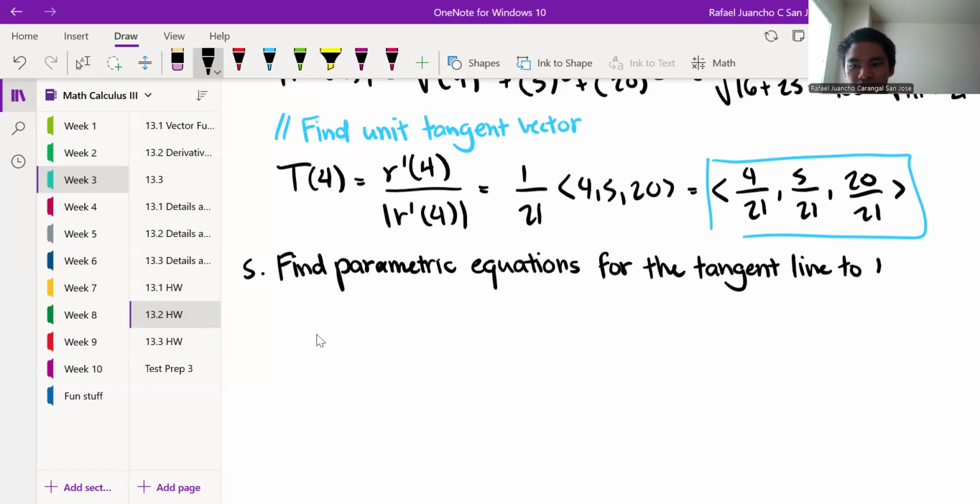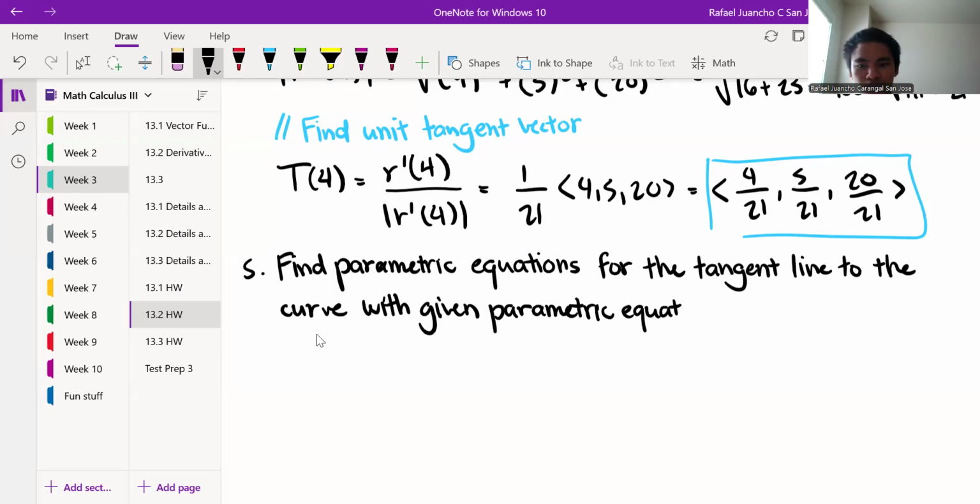to some curve. What curve is it? Is the curve given? Curve is not given, but we have some parameters that are given, or some equations that were given. So we have given parametric equations. And we're also being specified at what point exactly it is.